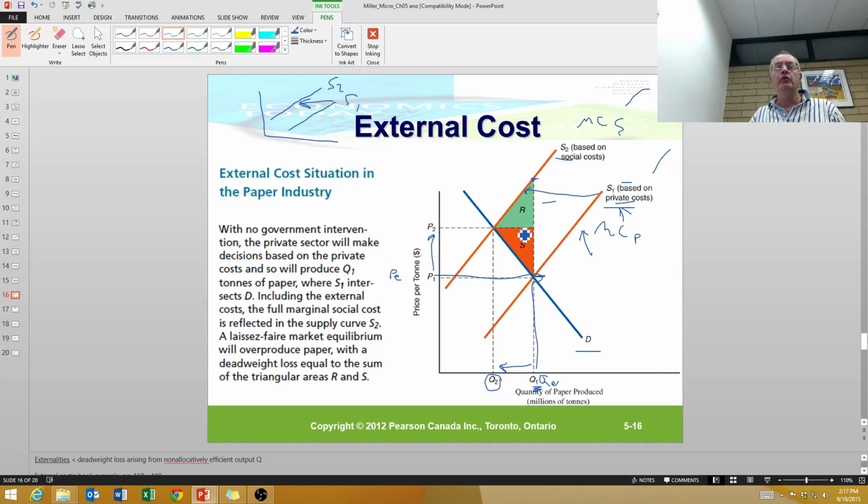And so we would have a lower level of output, and this is the point that puts us at allocative efficiency on the production possibilities curve. It's society, because this production possibilities curve represents societal preferences, not the preferences of private businesses.